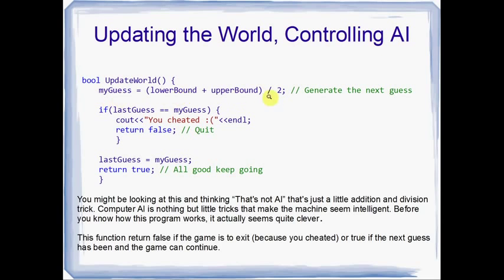So this little algorithm just here will make the computer seem like it's trying to guess your number, even though it's not. It couldn't care less what number you're thinking of. But it seems like it's trying to guess a number. Yeah, that's the trick to AI. It's a good topic.